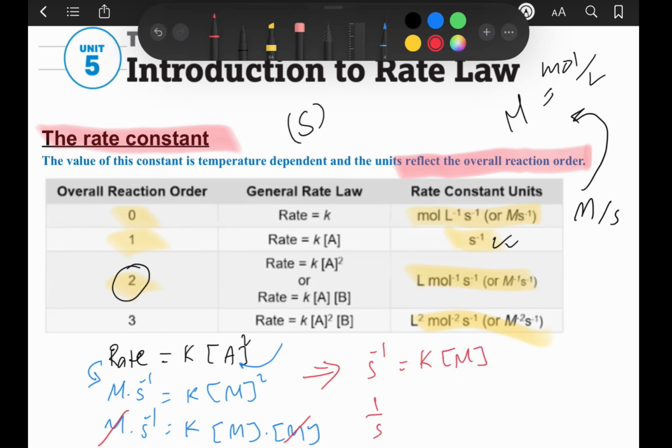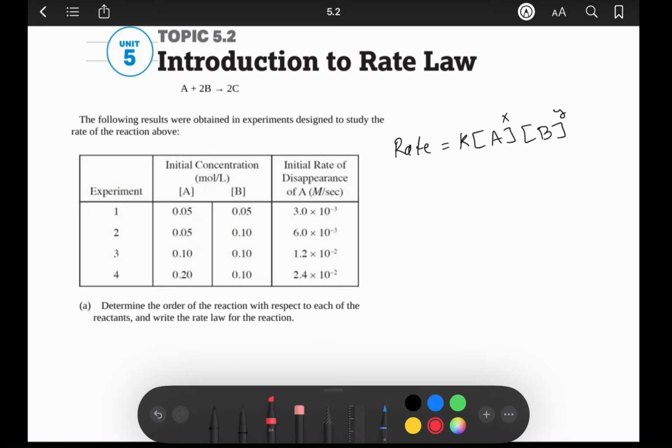1 over S is equal to K M. Okay, then the value of K is equal to 1 over S dot M, which is the same thing as M to the power -1, S to the power -1. And it's the same thing as in here. So the unit of the rate constant can tell me about the overall order of reaction.